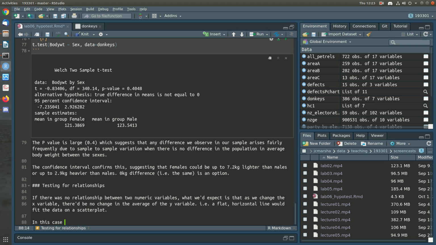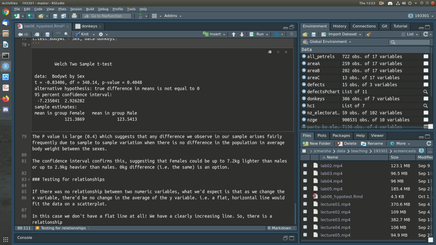So in this case, we don't have a flat line at all. A clearly increasing line. So there is a relationship between heart girth and body weight, which is kind of what you'd expect, right? I mean, if I just asked you before you'd even seen the data, whether the body weight of a donkey is going to change with the measurement around its heart, you would say yes, right? Bigger donkeys are going to weigh more. So that makes perfect sense.